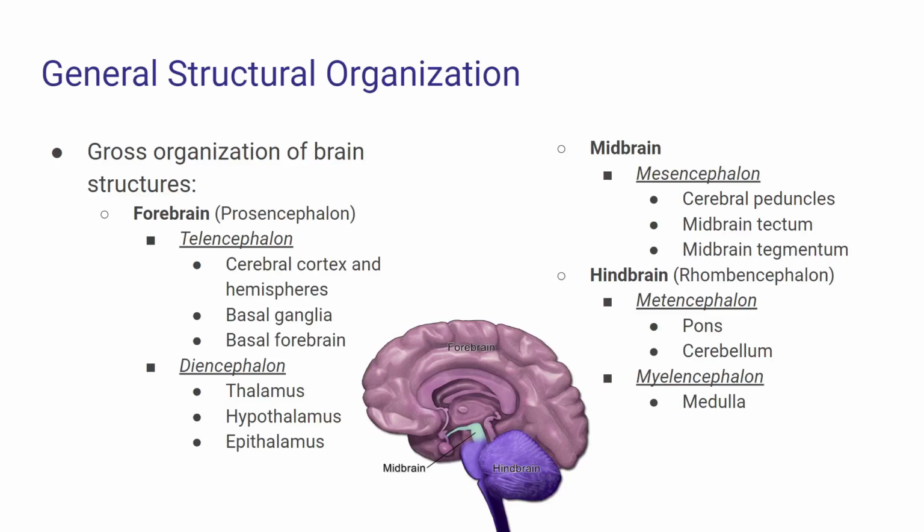So one thing that's helped me remember some of this organization, for the encephalons that start with the letter M, they go in reverse alphabetical order when you're going from lowest to highest structure. Myelencephalon, metencephalon, and then mesencephalon, which are all reverse alphabetical. And then on top of that, you have the diencephalon and the telencephalon.